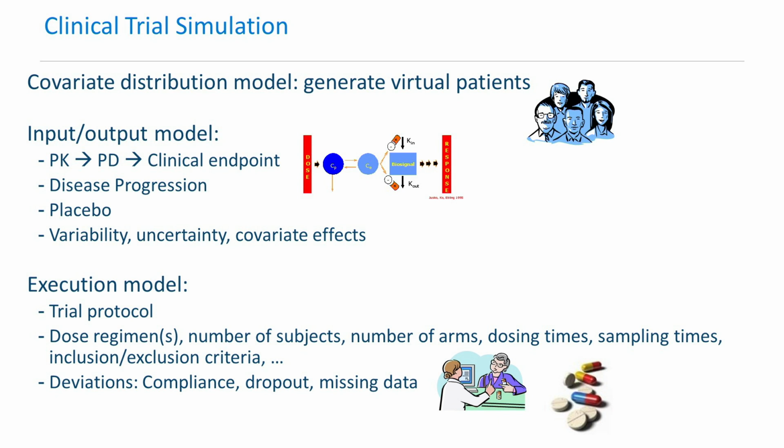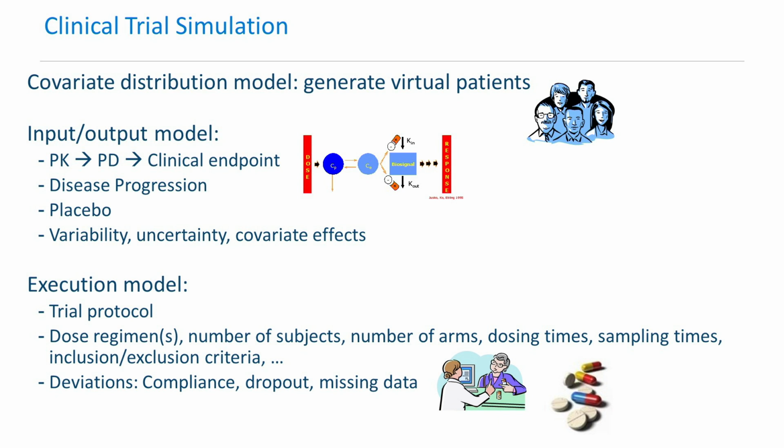And you must, of course, incorporate in variability, uncertainty, and covariate effects, which we talked about in the PK section when we talked about population PK. Lastly is our execution model. These are things like the trial protocol, the dose regimen, number of subjects, number of arms, the dosing and sampling times, making sure we incorporate in the inclusion-exclusion criteria. So as we're generating our virtual patients, it's possible those patients can be included or excluded depending upon their covariates and other baseline information.